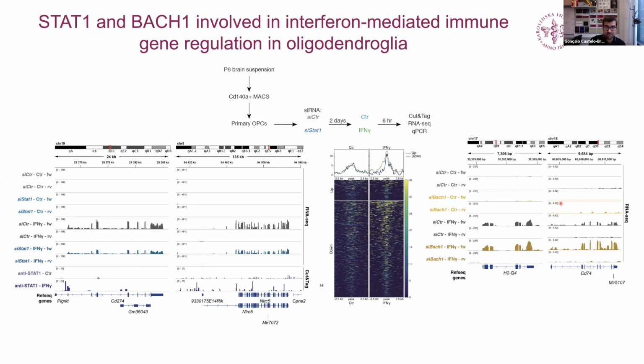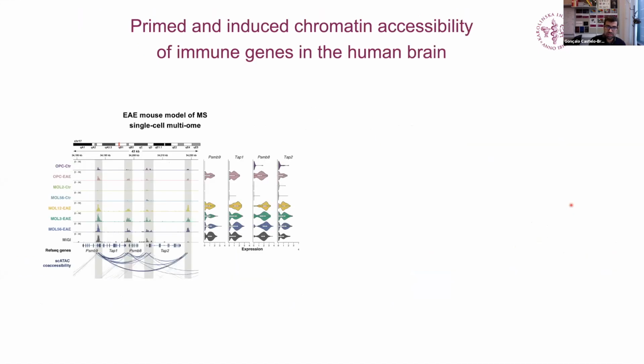Now, this data that I've shown you so far is data that we have obtained in the mouse model of MS and upon treatment of mouse OPCs with interferon gamma. So what we were also quite interested to investigate is the relevance of this for human disease and for MS. So here is again the MHC class 1 locus that I've shown you before, with chromatin accessibility in several of the promoters, but only expression in the mouse model of MS.